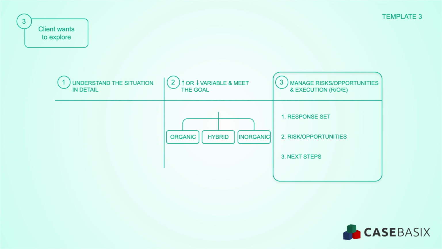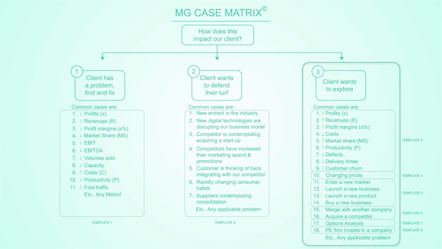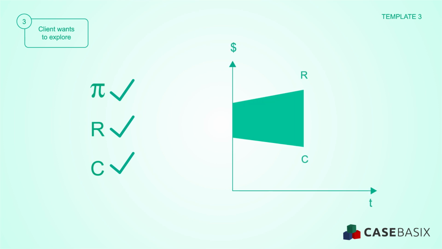Please keep in mind that this category is different than the first question type, which was find a problem and fix it. In this category, the company is generally satisfied with the variables. The profits and revenues did not fall, the costs did not rise, so there is no problem per se to find and fix. The company just wants to optimize these variables. They want to do better.